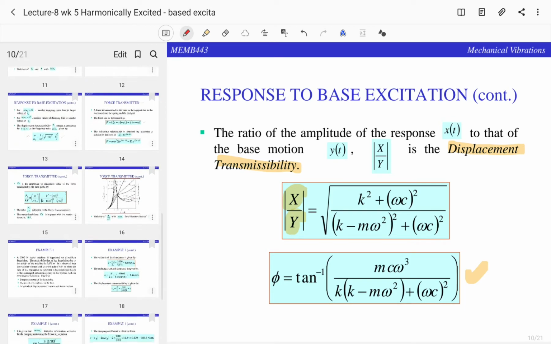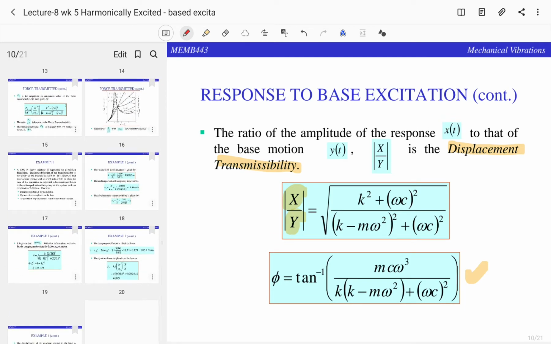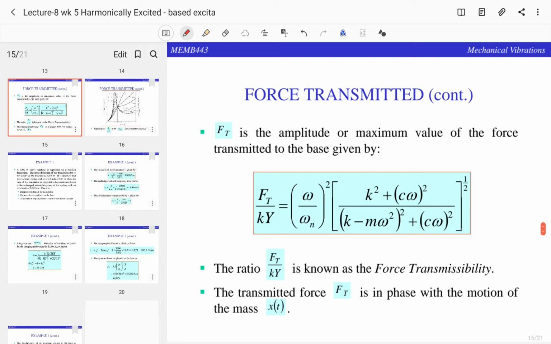So now, instead of displacement, we can write it in the form of force transmissibility. You can actually calculate the Ft to get the force transmitted. So now, instead of x over y, you have it in terms of force. The equation is slightly different because you rearrange some of the terms.